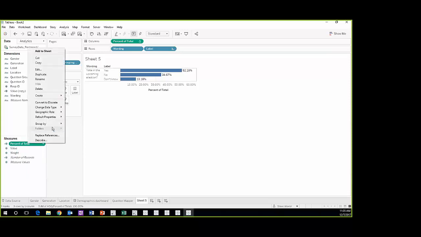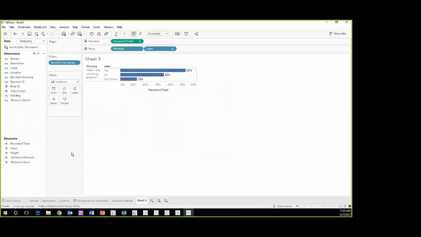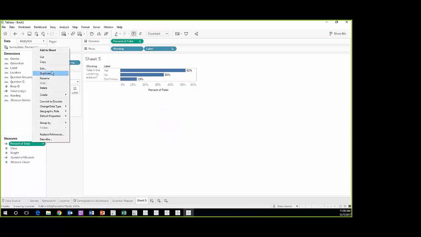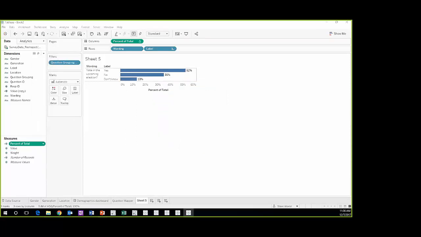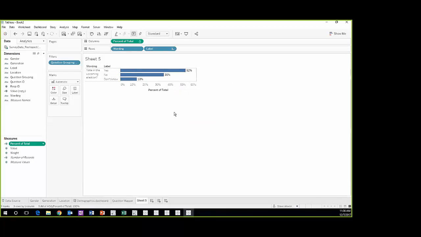And let me right-click it, change its default properties, number format, and let me make a percentage 0 decimal places. That feels so much better. Also, if you want to see what's under the hood, what it's saying is add up the number of records for, in this case, this row. That's some number of records, and divide it by the total number of records, total sum number of records. That's how it's getting the percentage over here.